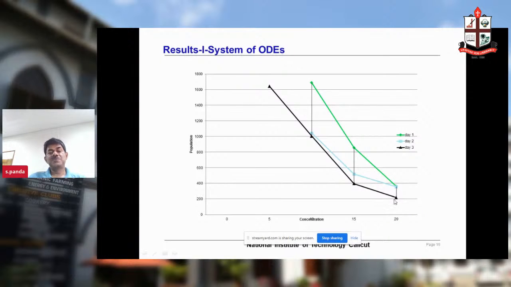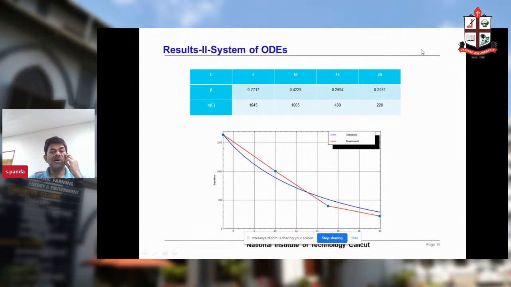And when you have 20%, you see it is very quick. So the decay rate is very fast. So this is a relation. There is no time effect, but it is a relation between a population and the chemical concentration. So time is independent of the solution.